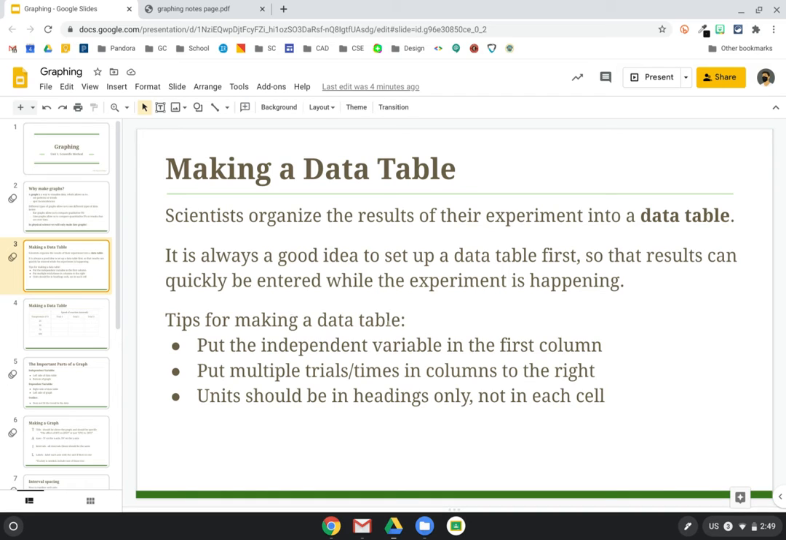When you are making a data table, there are a couple of tips to follow. The independent variable is in the first column, or the left side of the data table. You should put multiple trials and times to the right of that. And then units shouldn't be in every single cell. I'll show you what that looks like on the next slide.